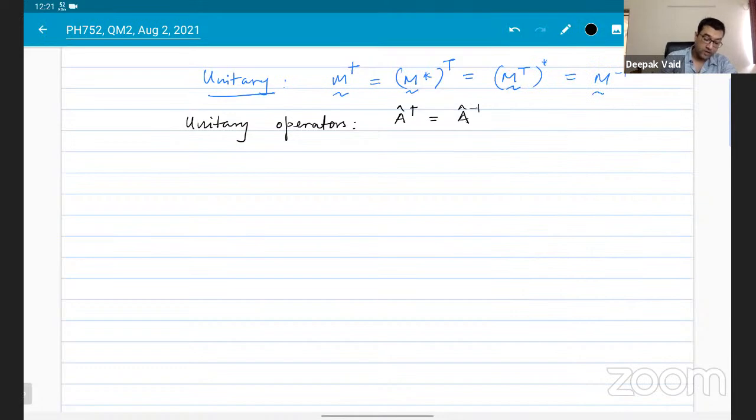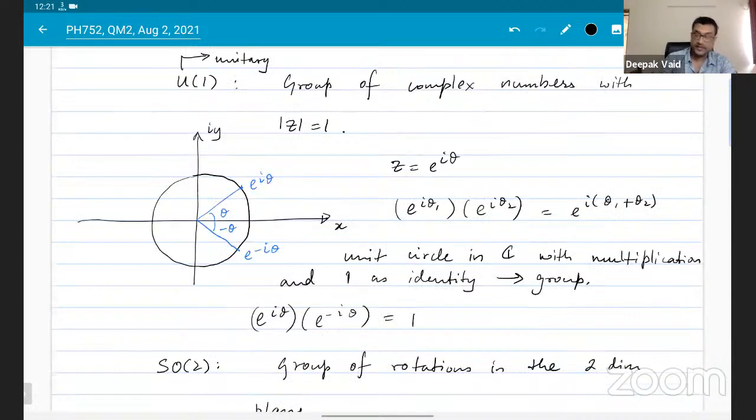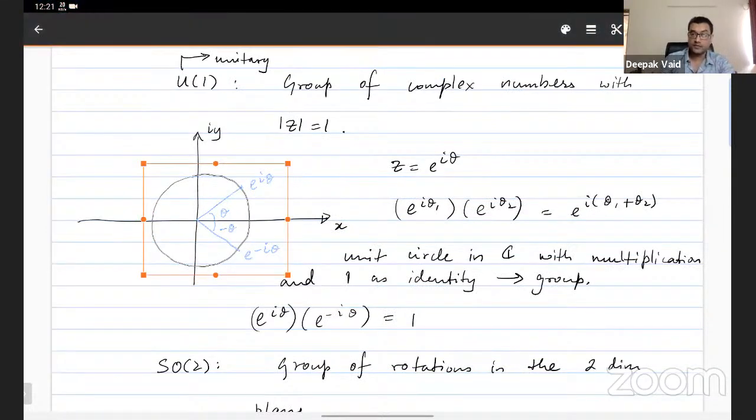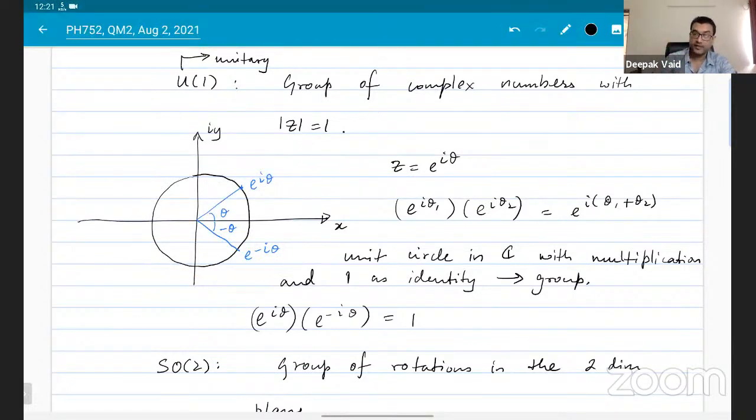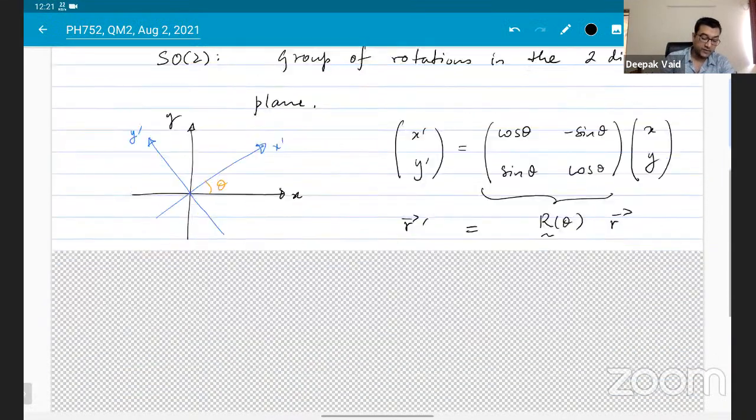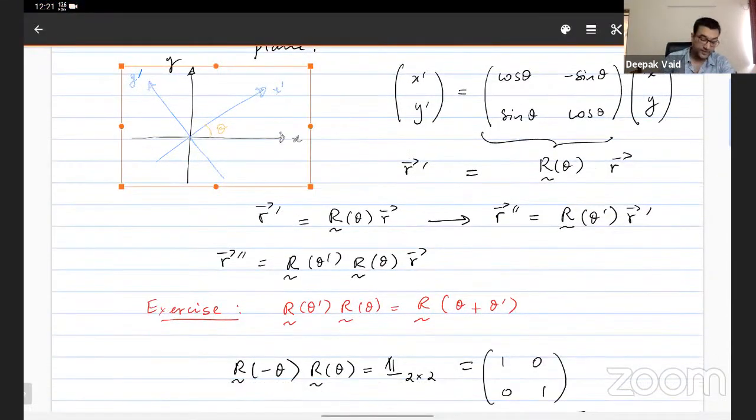Now, the group SO2 is isomorphic to U1, right? Now, you can see that this statement is true just by looking at, well, what is U1? U1 is the group of rotations, right? You're just rotating in the plane. And that's exactly what SO2 is. They're doing exactly the same thing, right?